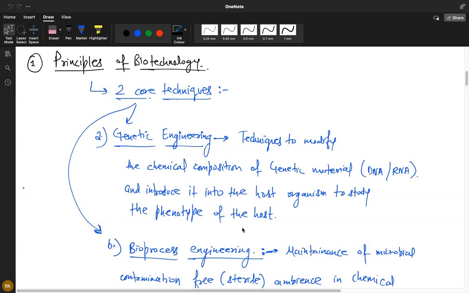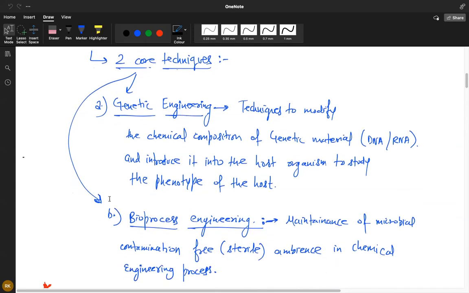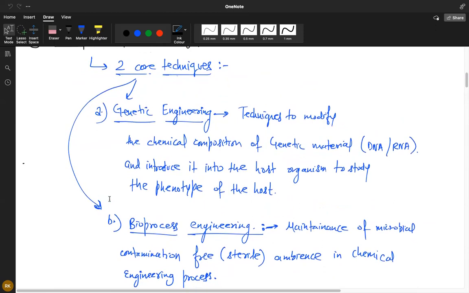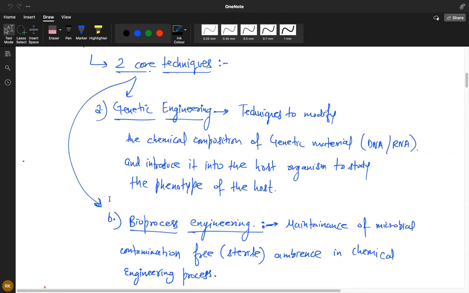And what are these? Anyone would like to? Atif, what are these two core techniques that we studied, and which are in front of your screen? Yes, genetic engineering and bioprocess engineering. Yeah, and what do you mean by genetic engineering and bioprocess engineering?